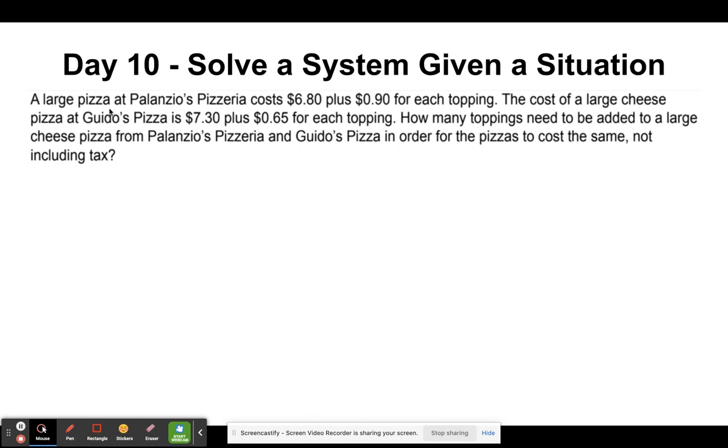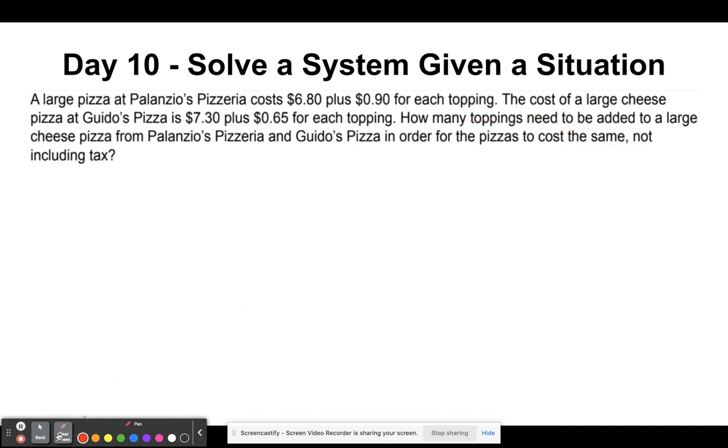So, first of all, it says a large pizza at Palazzo's Pizzeria costs $6.80 plus 90 cents for each topping. That means you pay $6.80, and then every time you add a topping, it's 90 cents. The cost of a large cheese pizza at Guido's Pizza is $7.30, and kind of the same idea, but now it costs 65 cents for each topping. The question is, how many toppings need to be added to a large cheese pizza from Palazzo's Pizzeria and Guido's Pizza in order for the pizzas to cost the same? They need to be the same. That's the key thing with all of these: it's all about making them the same.